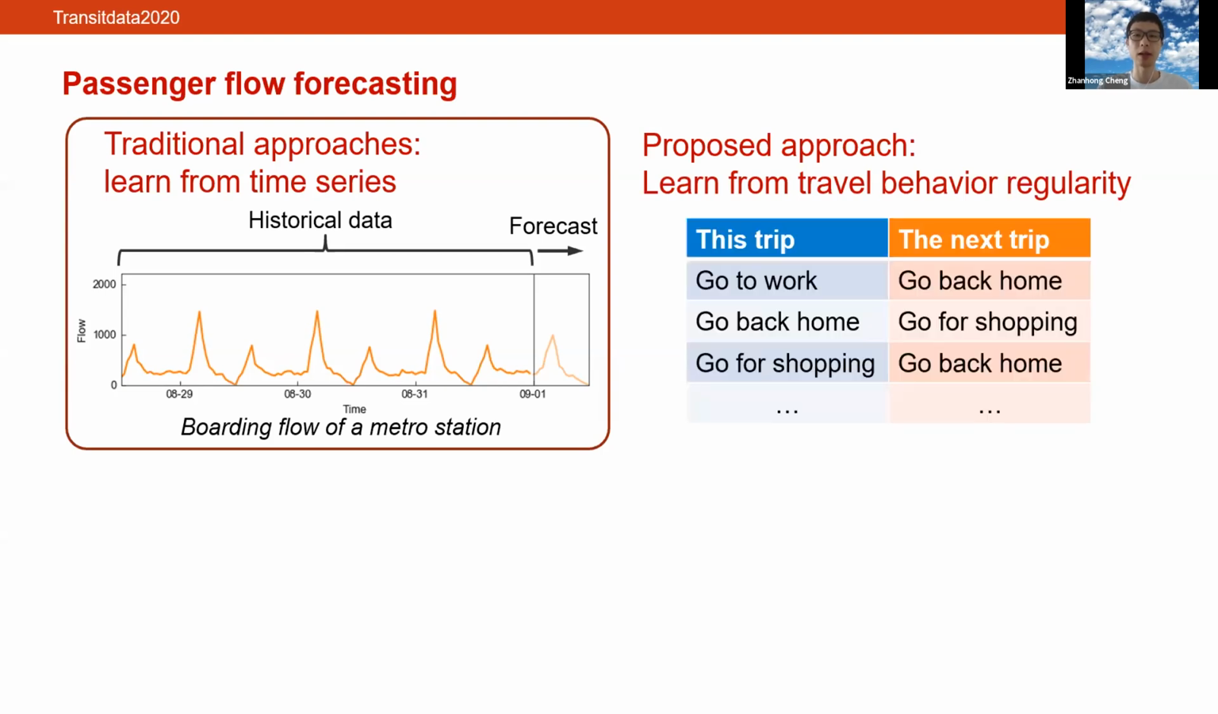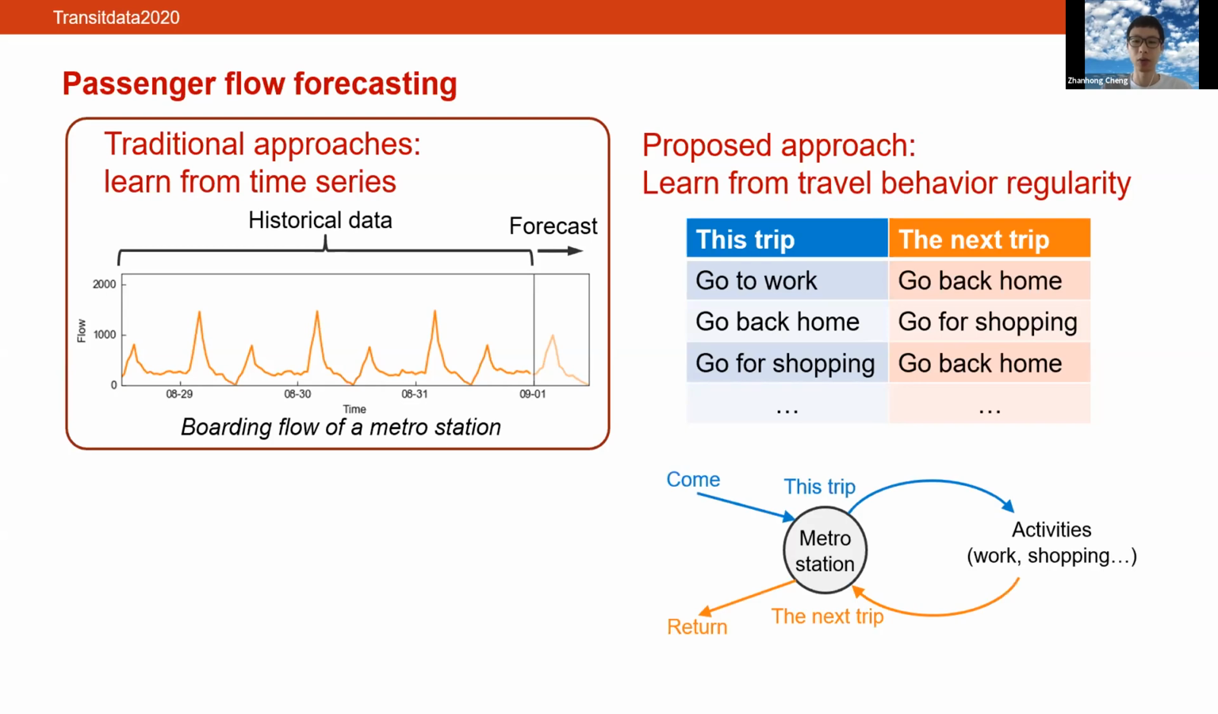To illustrate that, here I show the trip chain of a passenger in a metro system. If a passenger comes to a place by metro, and after certain activities, they probably will also return by metro. They also use metro in their returning trip. And as shown in this come-and-return cycle, the destination of this trip is often the same as the origin station of their next trip.